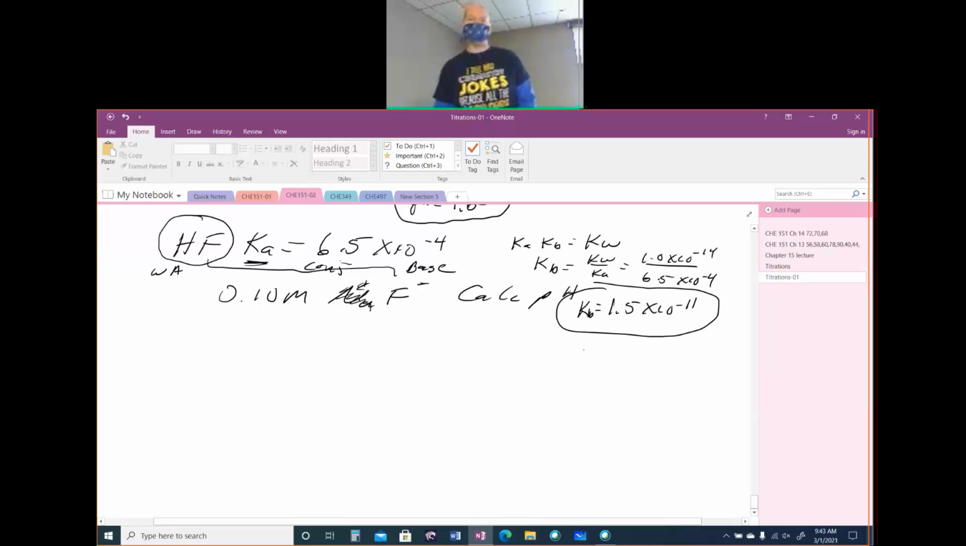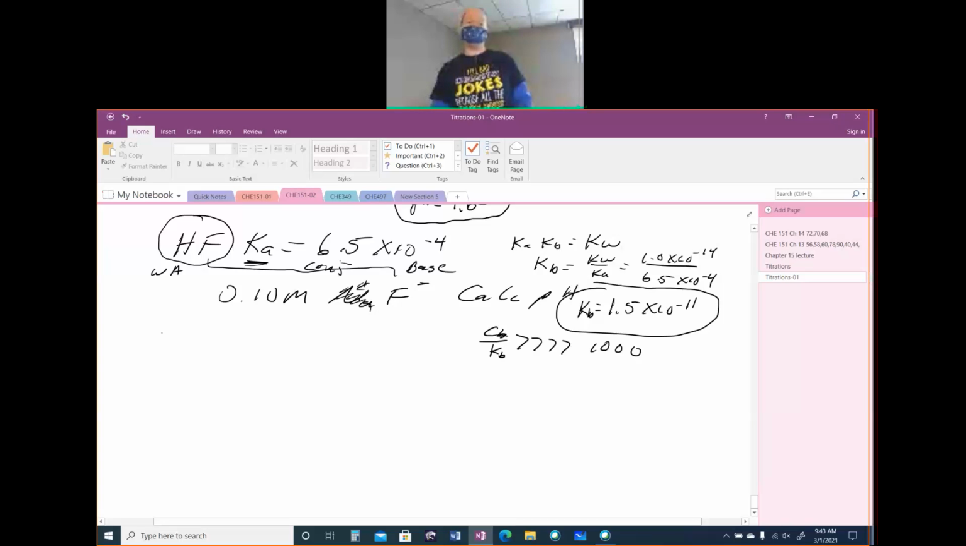All right, so there's our Kb. Again, 10 to the minus 11. You can solve if you want. You can take your Cb divided by your Kb, and you will see that this is tremendously greater than 1,000. You do not have to check your x value. All right, and so this is a weak base.